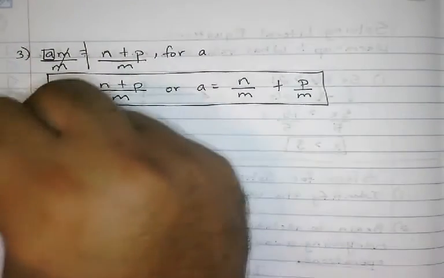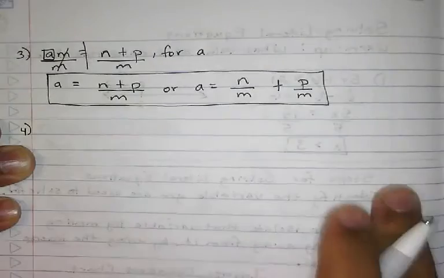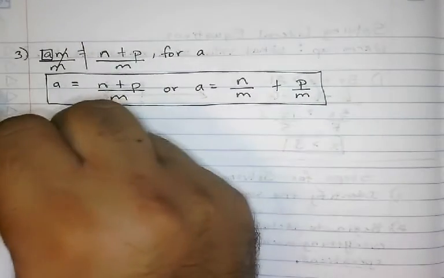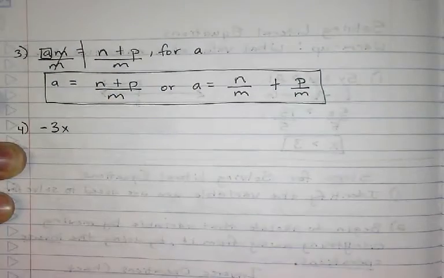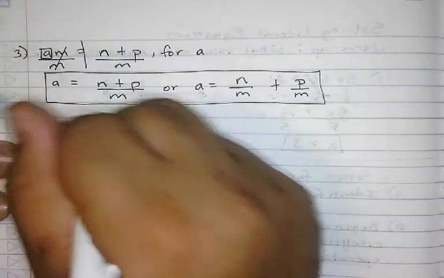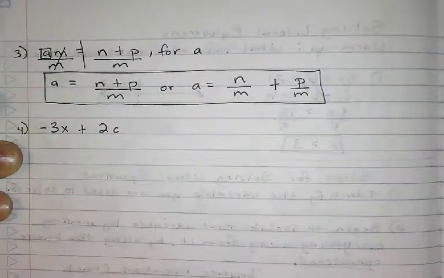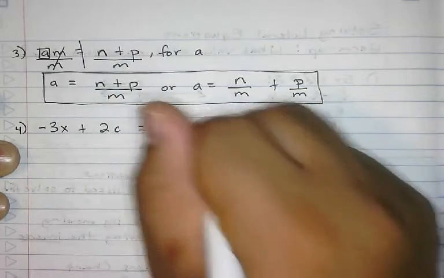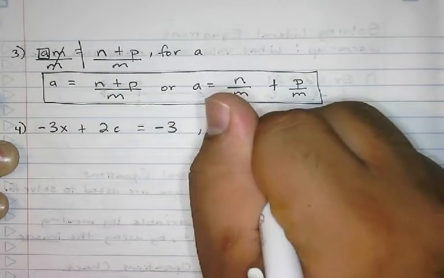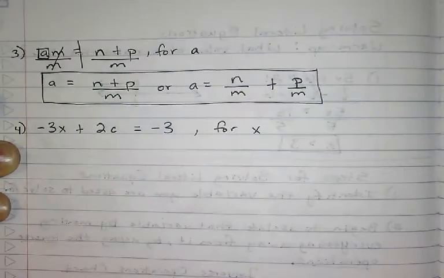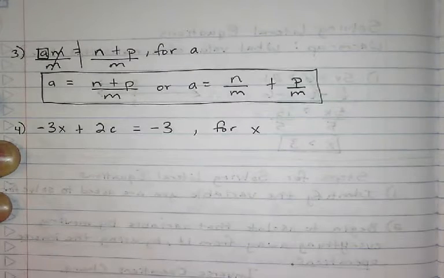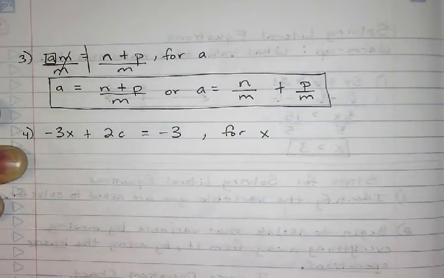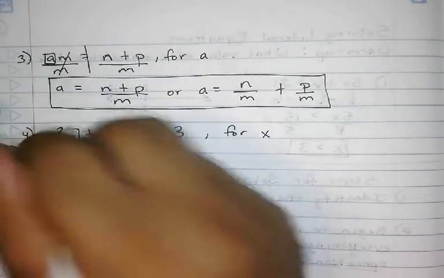Okay, let's do one more. I have negative 3x plus 2c equals negative 3, and I'm trying to solve for x. Again, I'm trying to get x by itself, so I'm going to box it up.